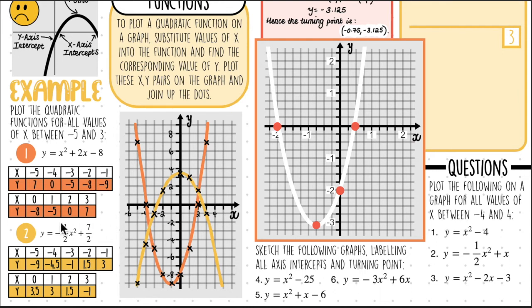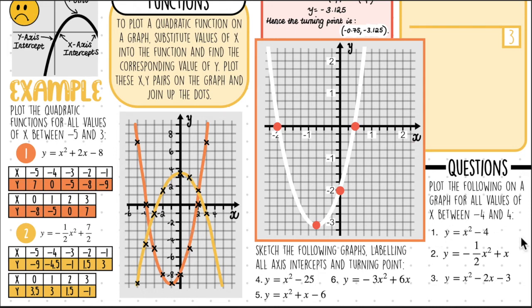There's a second example here, and I've actually already plotted it on the graph. Notice that this one is an upside down smiley face or U-shape. That's because there's a minus in front of the x squared. In general, if you have a minus in front of the x squared, you're going to get the upside down or the unsmiley face. So that's how we plot quadratic functions.